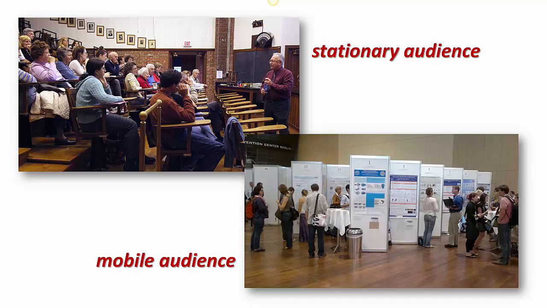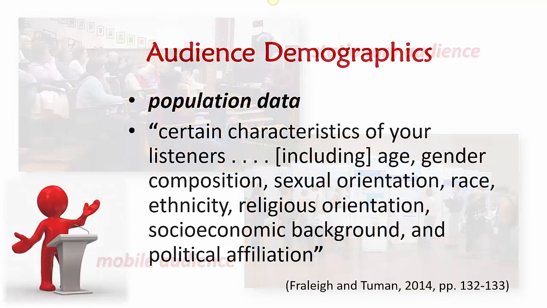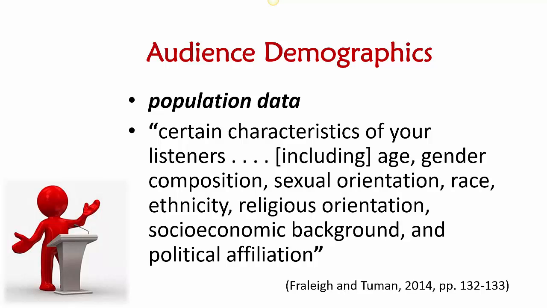So, in short, you need to think about the situational variables because they're going to affect how your audience receives the speaking situation. And that then is going to affect how you determine what you say and how you say it. Another important area to think about is audience demographics. In brief, demographics refer to population data, information that tells us about a group of people in broad observable terms. Fraley and Tuman provide the definition that it involves certain characteristics of your listeners, including age, gender composition, sexual orientation, race, ethnicity, religious orientation, socioeconomic background, and political affiliation.